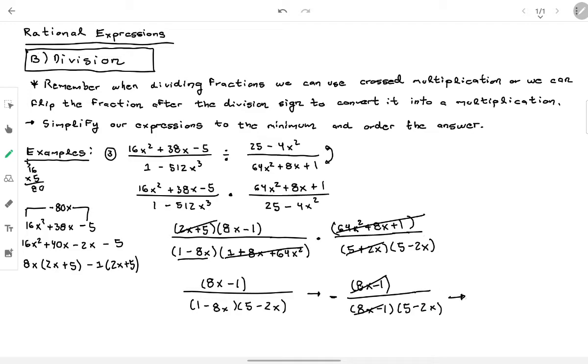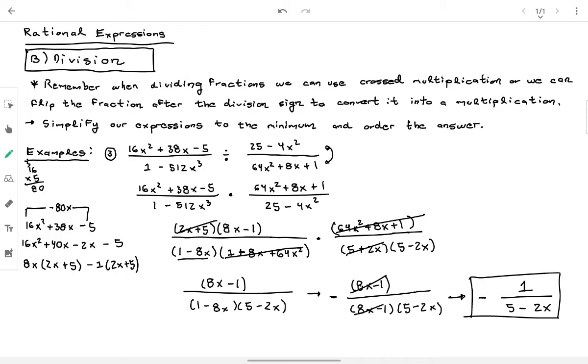So our answer is going to be minus 1 in the numerator. On the denominator is going to be 5 minus 2x. And this is going to be the actual answer. So remember, when doing it with polynomials, the only thing we need to do is to factorize it. And after factorizing them, we will need to simplify it to the minimum.